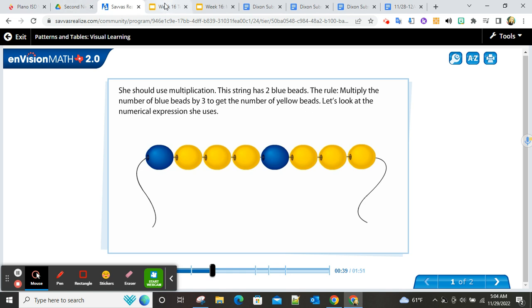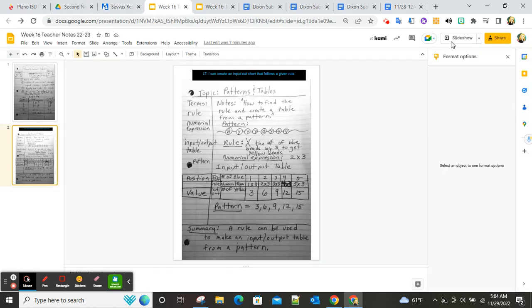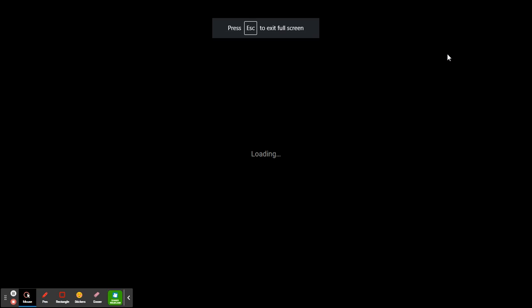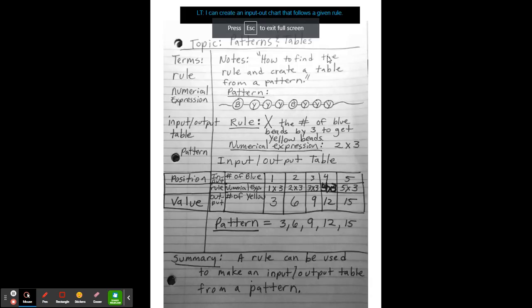So if you look at my notes, I wrote patterns and tables as the topic, and then in the notes section, I wrote how to find the rule and create a table from a pattern. And they gave us the pattern, which was blue bead, 3 yellow beads, blue bead, 3 yellow beads. And they told us what the rule was.